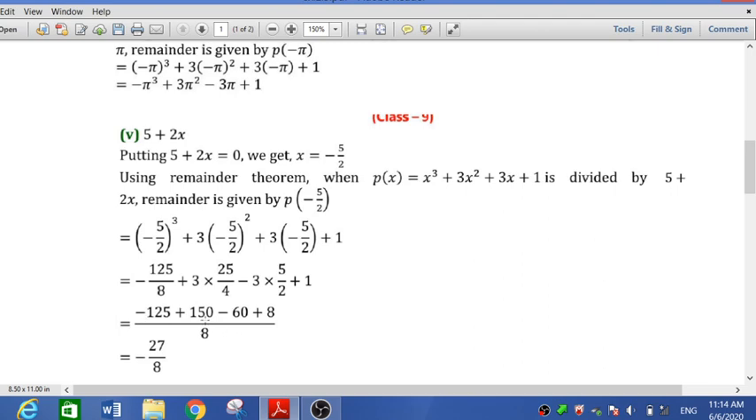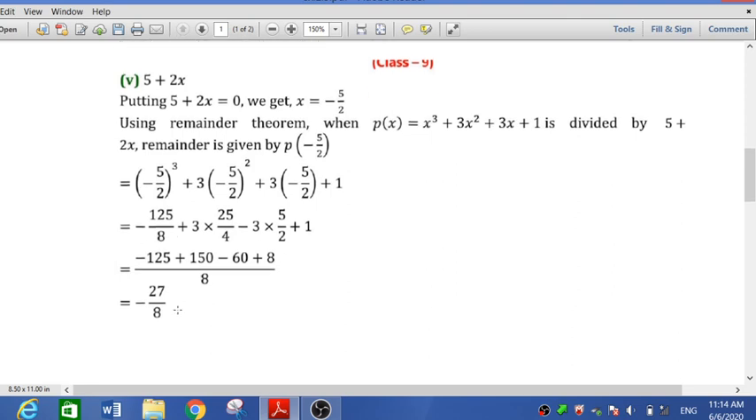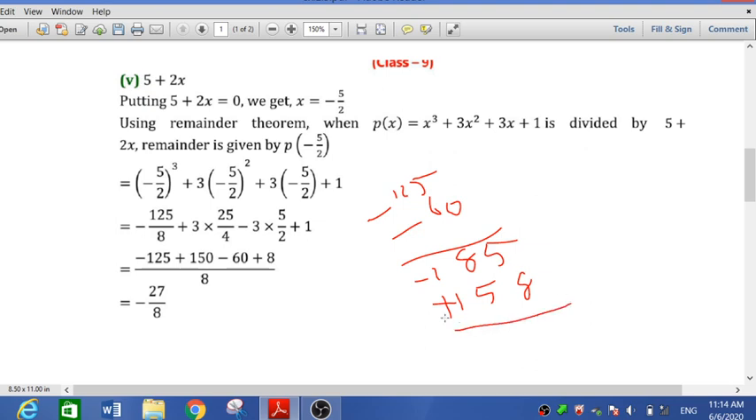So now minus 125 plus 150 minus 60 plus 8. If we simplify, we get minus 27 upon 8. How do we get it? Minus 125 minus 60: minus minus becomes plus, so I have to write minus 185. And now 150 plus 8, that is plus 158. Now if I subtract, 185 minus 158, we get 27. And the bigger term is negative, so I have to write minus 27 on 8.